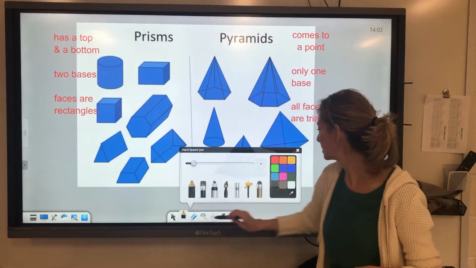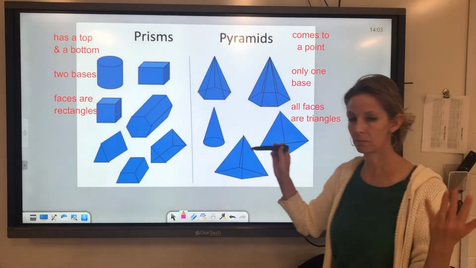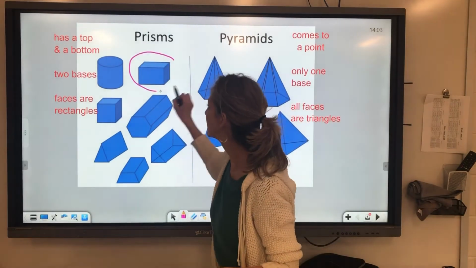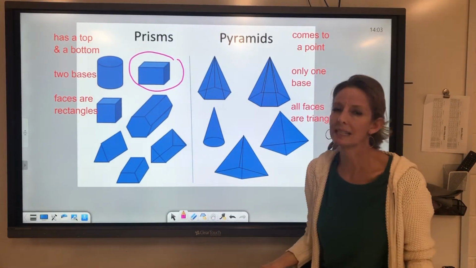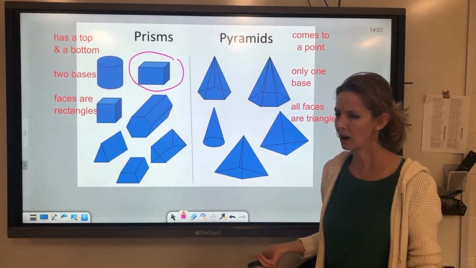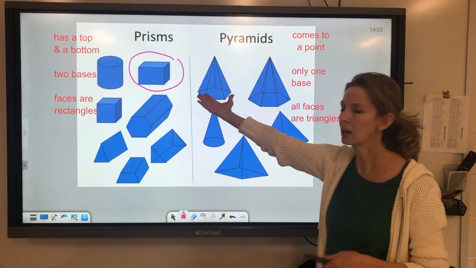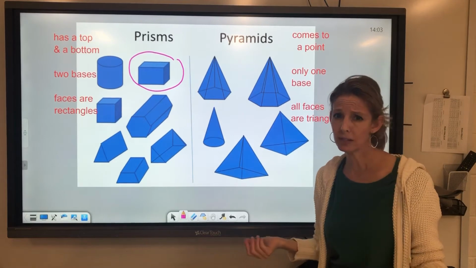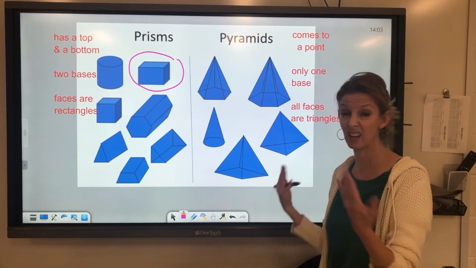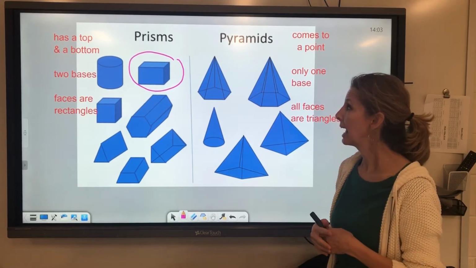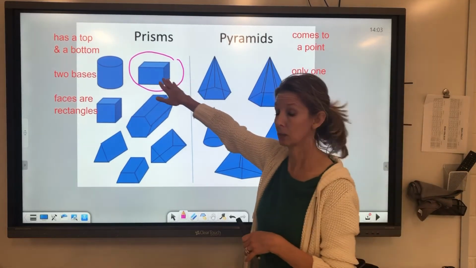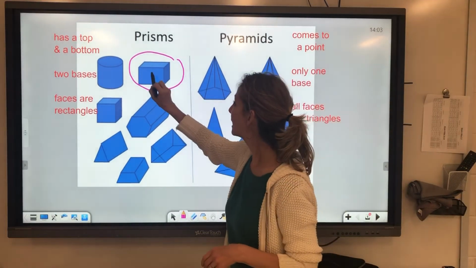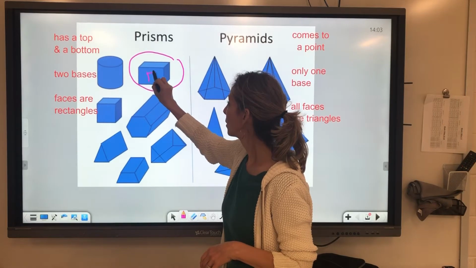Probably the most common prism that we see all the time is this right here. It's just called a rectangular prism. Pretty obvious why it's called that. This is a shape you see all the time in your house. This would be like a cereal box, a box of macaroni and cheese, anything along those lines, a gift box, okay? And when you think about this right here, it has a front.